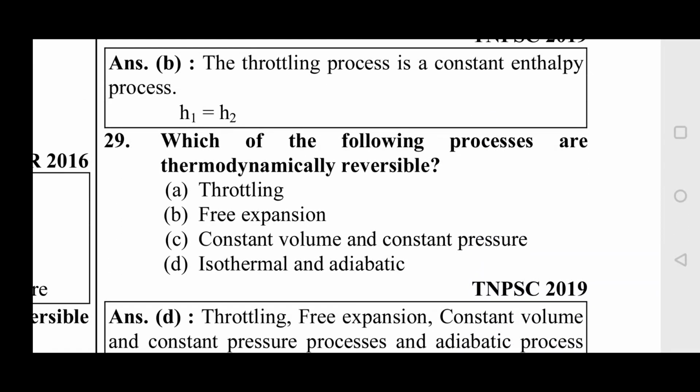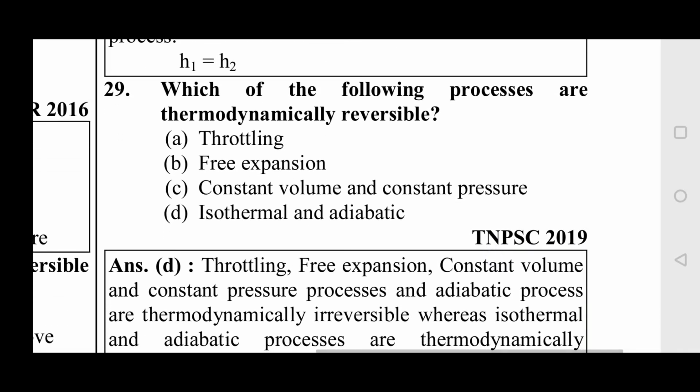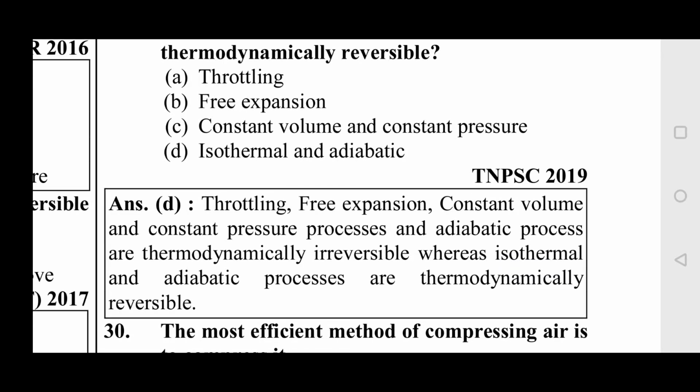Which of the following processes are thermodynamically reversible? Thermodynamically reversible are isothermal and adiabatic. Throttling, free expansion, constant pressure and constant volume processes are all thermodynamically irreversible. Adiabatic processes are thermodynamically reversible. These are the answers.